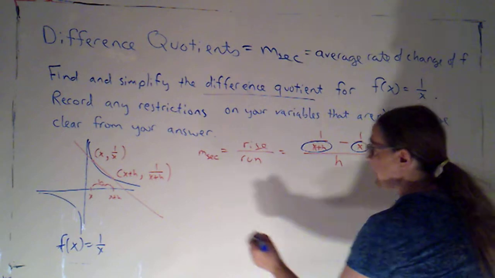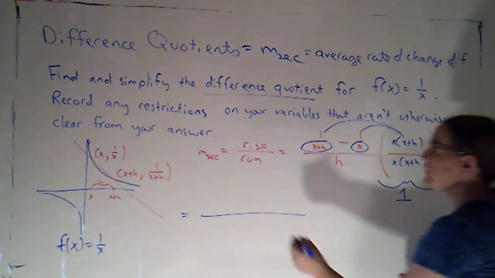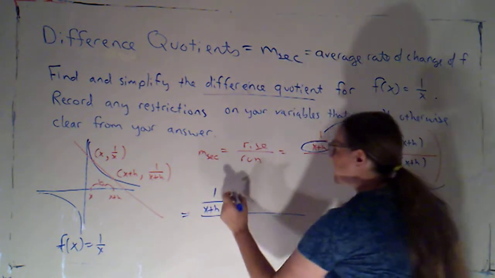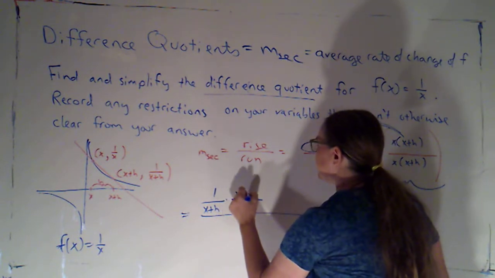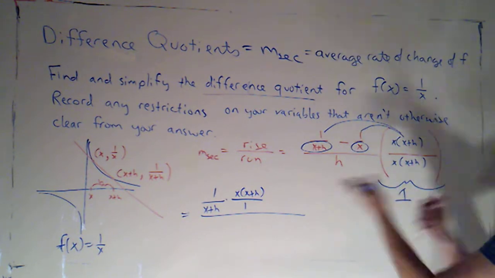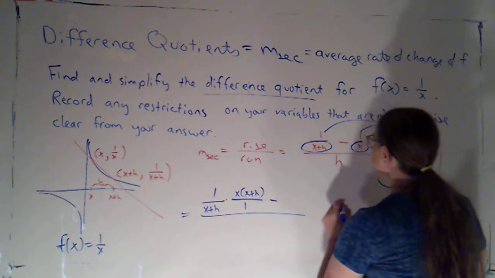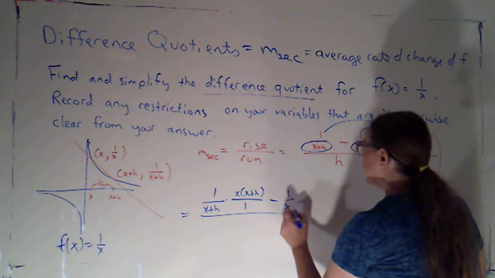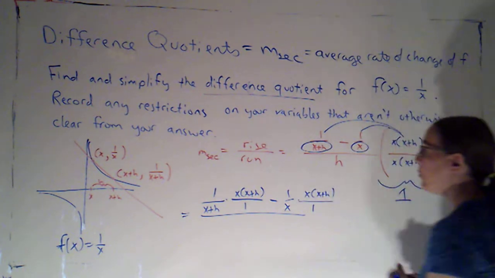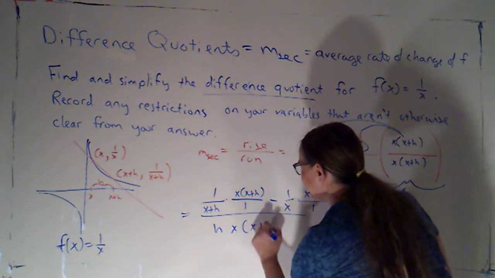So what I'm going to do then is on the top, I can just distribute this. And when I'm multiplying by a fraction, so my first fraction was 1 over x plus h, I'm just going to write this as a fraction, x times x plus h over 1. When I'm multiplying something by a fraction, and this isn't a fraction, just put it over 1. Minus 1 over x, again, times x plus h all over 1. And then on bottom, I've got h times x plus h.